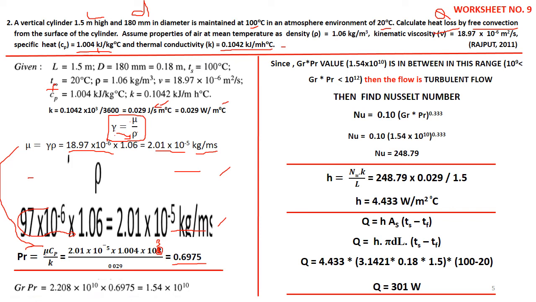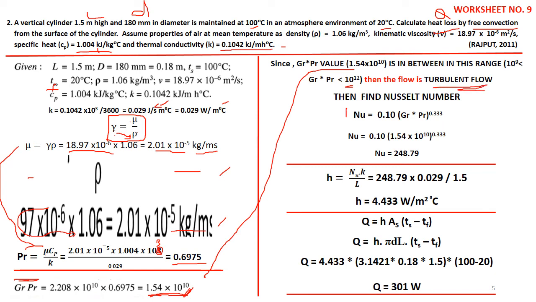Okay, then next step, what you have to do, we have to find Gr Pr, right? So Gr we know, 2.208 into 10 power 10, and 0.6975 for Pr. Then we got this value. Now please check this one, 10 power 10. In which range? Is it laminar or turbulent? See, Gr Pr is 1.54 into 10 power 10, this value is lying between 10 power 9 and 10 power 12. We discussed in the previous slide, right? So then the flow is turbulent. Okay, the flow is turbulent.